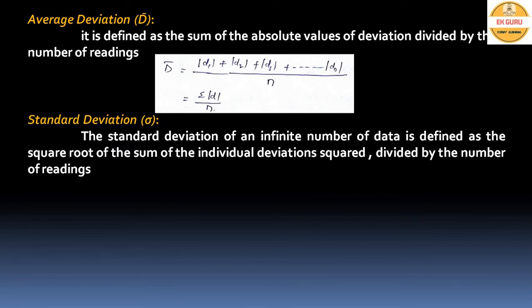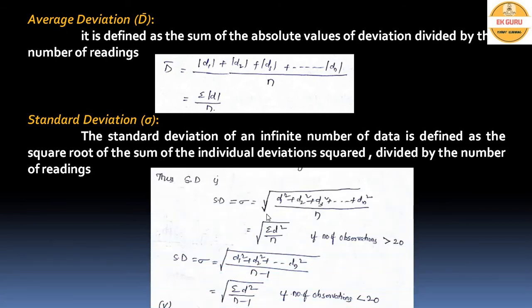And the standard deviation is the square root of the sum of individual deviations squared divided by the number of readings. We square the individual deviations, sum them, and divide by the number of readings: d1 squared plus d2 squared and so on up to dn squared. This is the square root of the sum of the individual deviations squared divided by the number of readings.